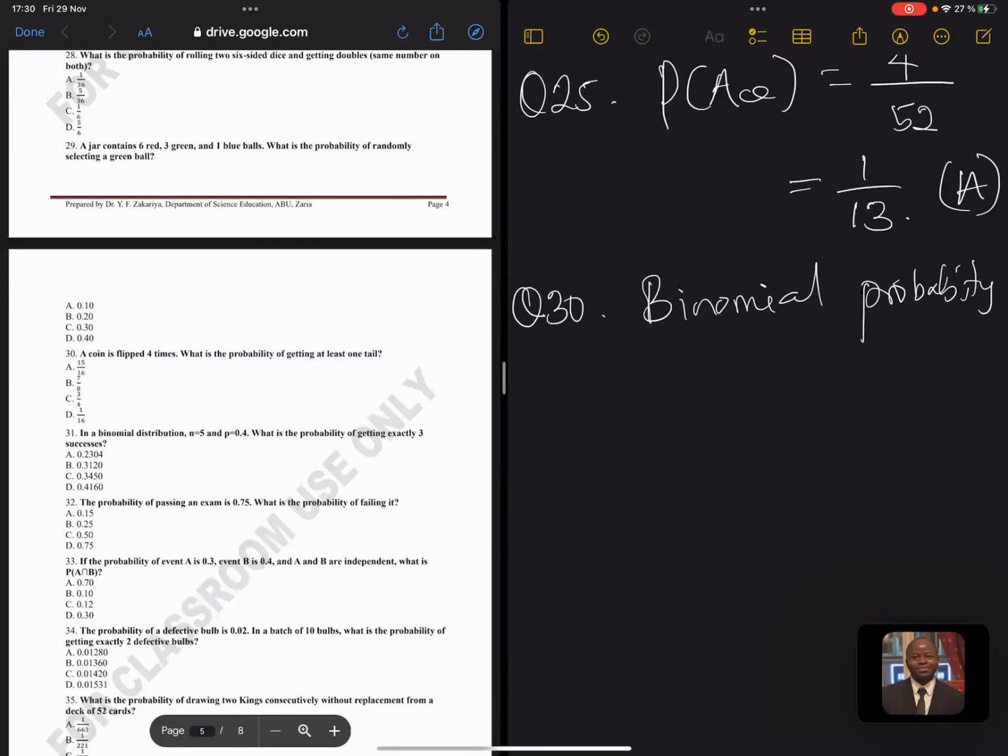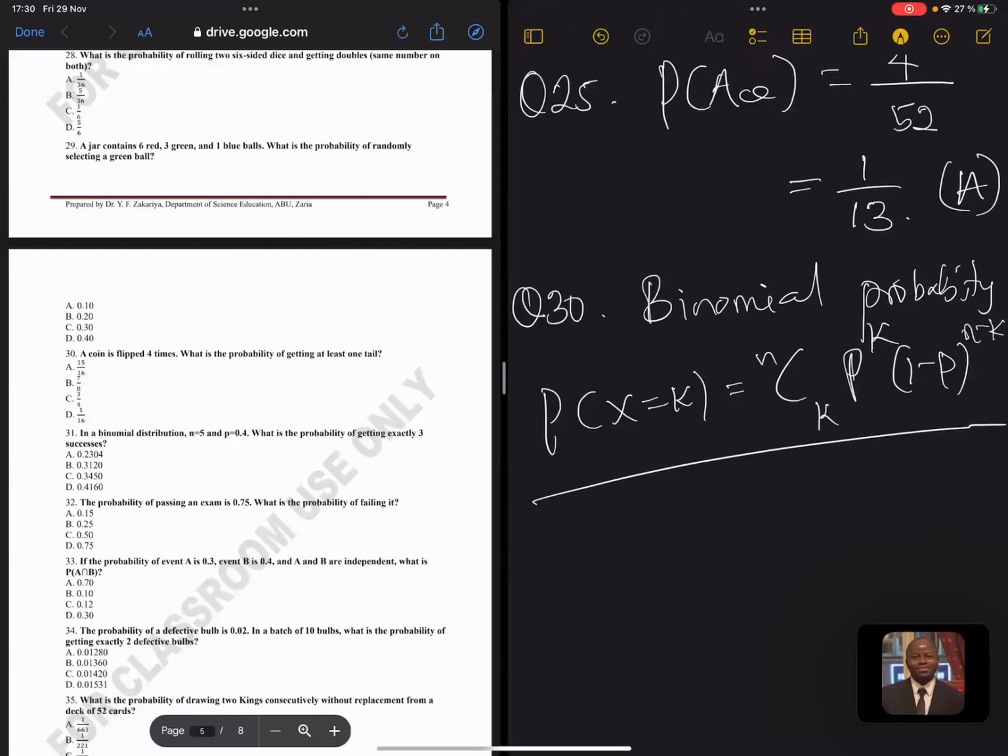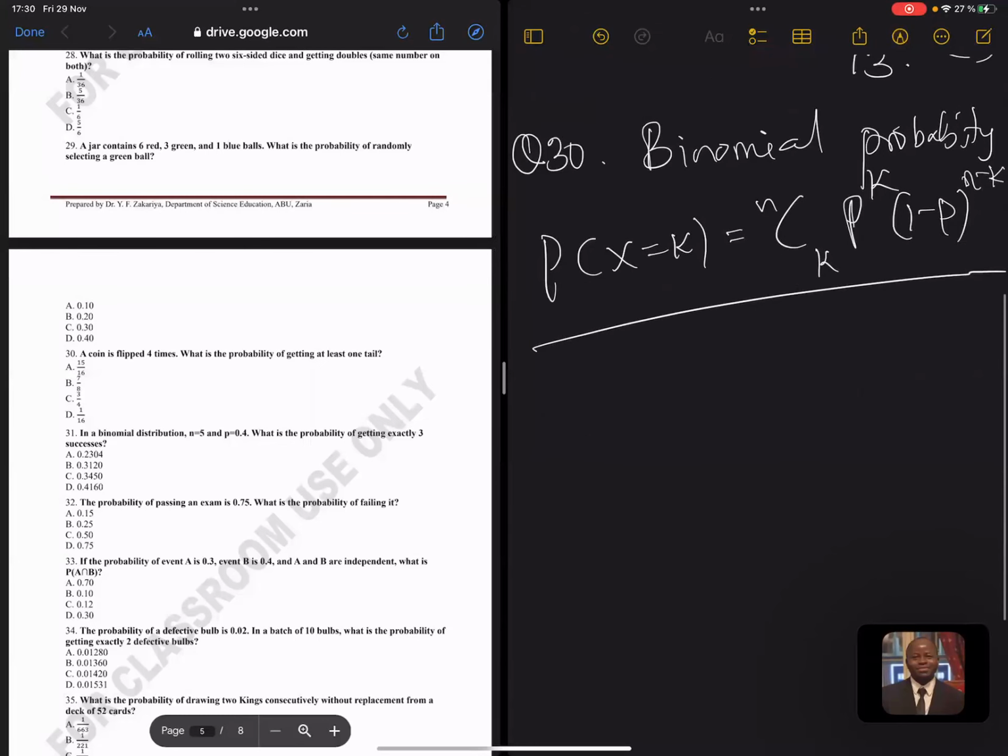And then I want to believe you remember the formula. Probability of X equals k equals n choose k, p to the power k, times 1 minus p to the power n minus k. You remember this? Yes, sir. Perfect. So this is the probability of choosing one out of so many trials.